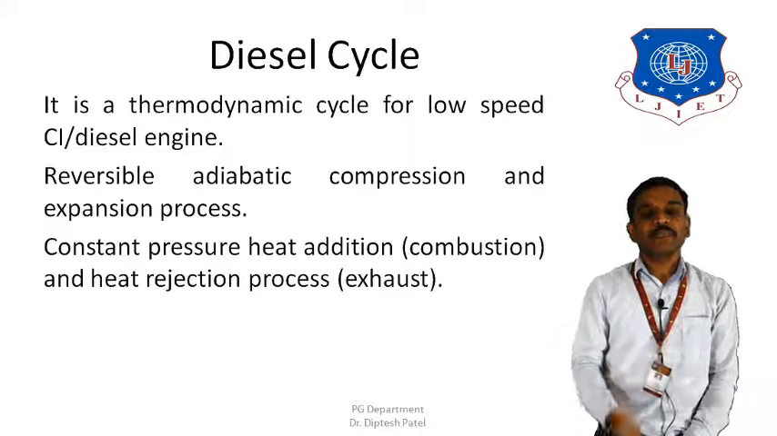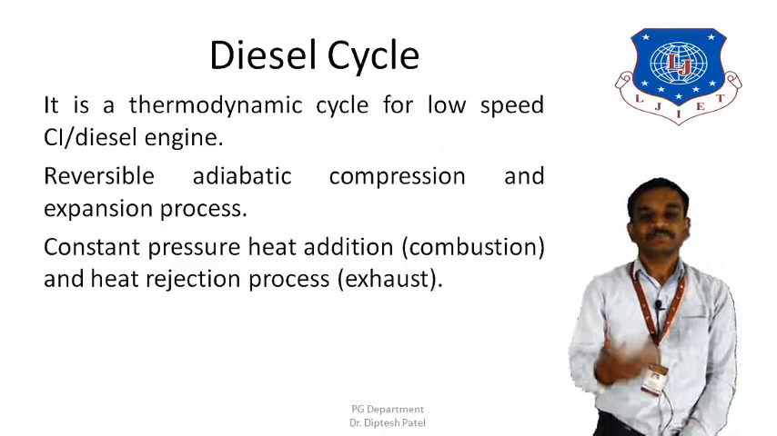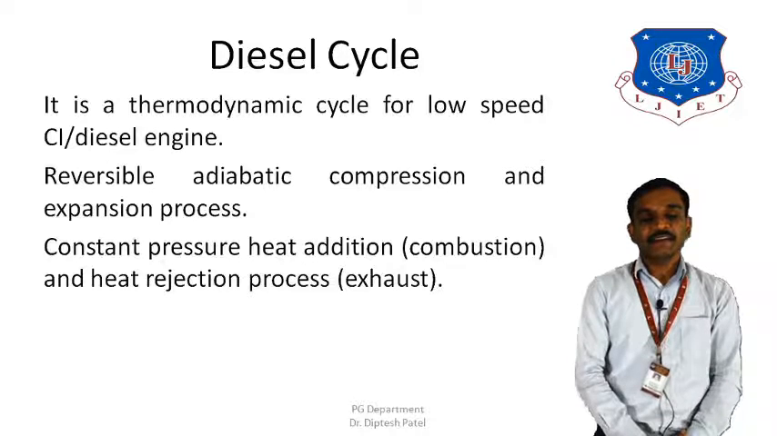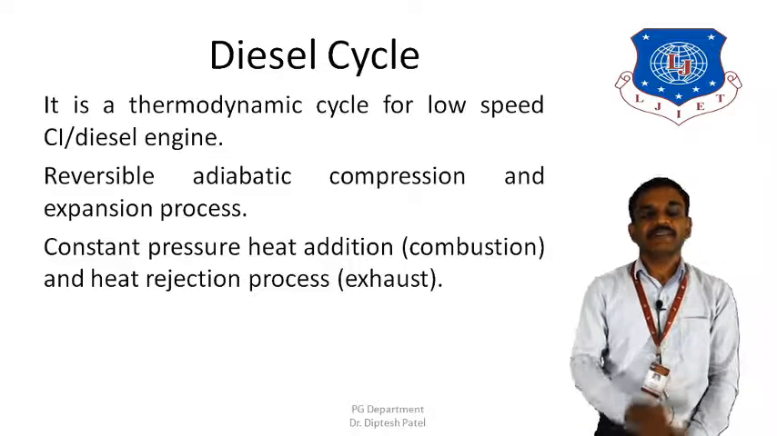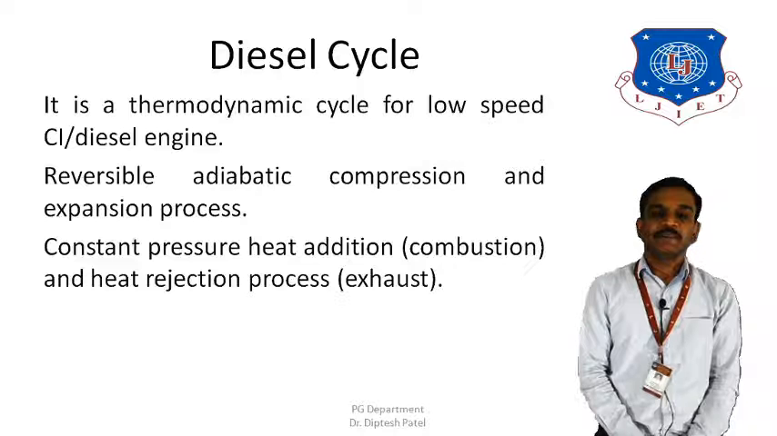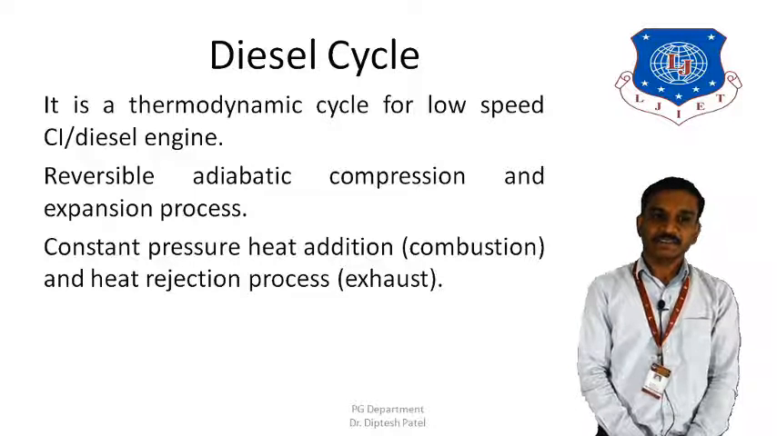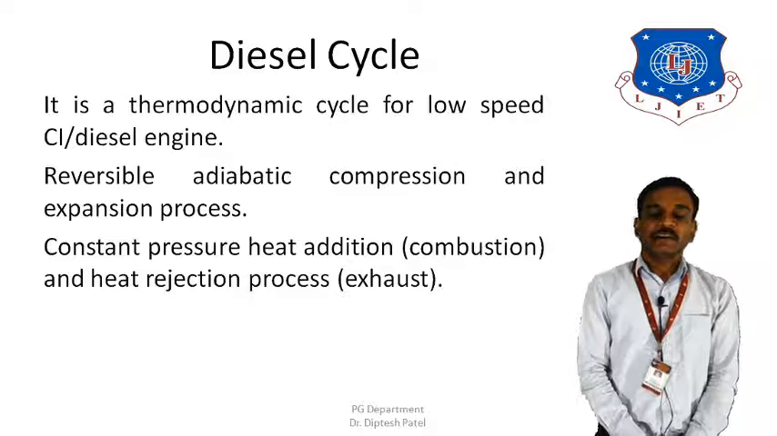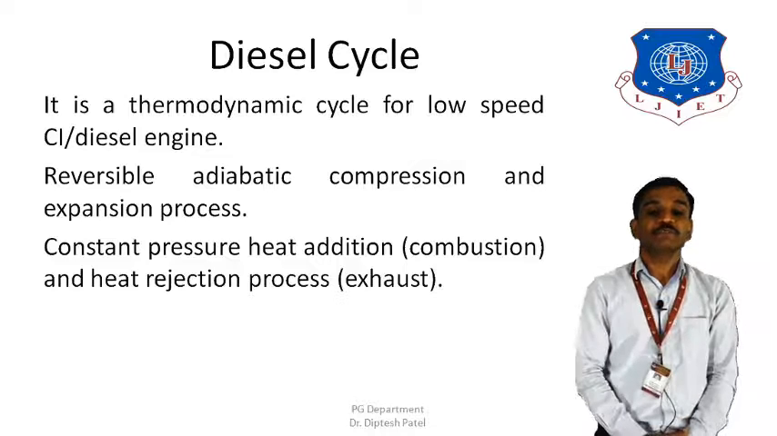Now let's move forward for the diesel cycle. We know that their workings are completely different. Here it's a compression ignition engine in which the fuel is ignited instantaneously because of the pressure. So diesel cycle works a little bit differently than the Otto cycle. Basically diesel cycle is a thermodynamic cycle for CI diesel engine. It consists of a reversible adiabatic compression process, one reversible adiabatic expansion process, one constant pressure heat addition process, and one constant volume heat rejection process. So these are the 4 different processes of the diesel cycle.